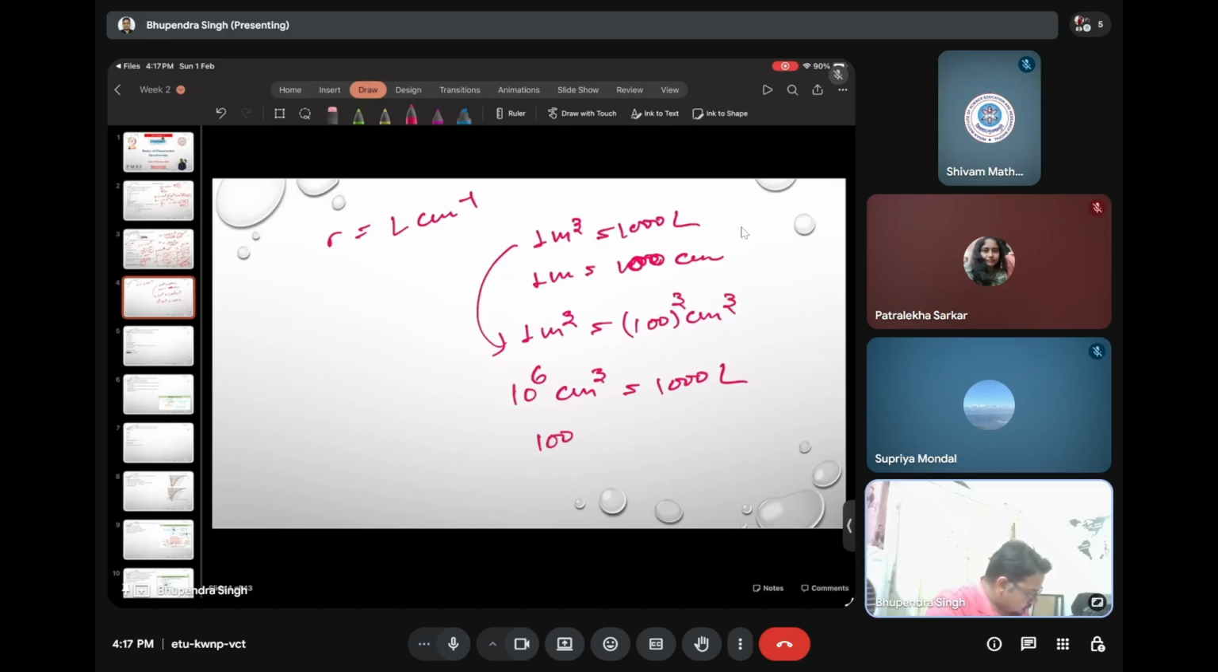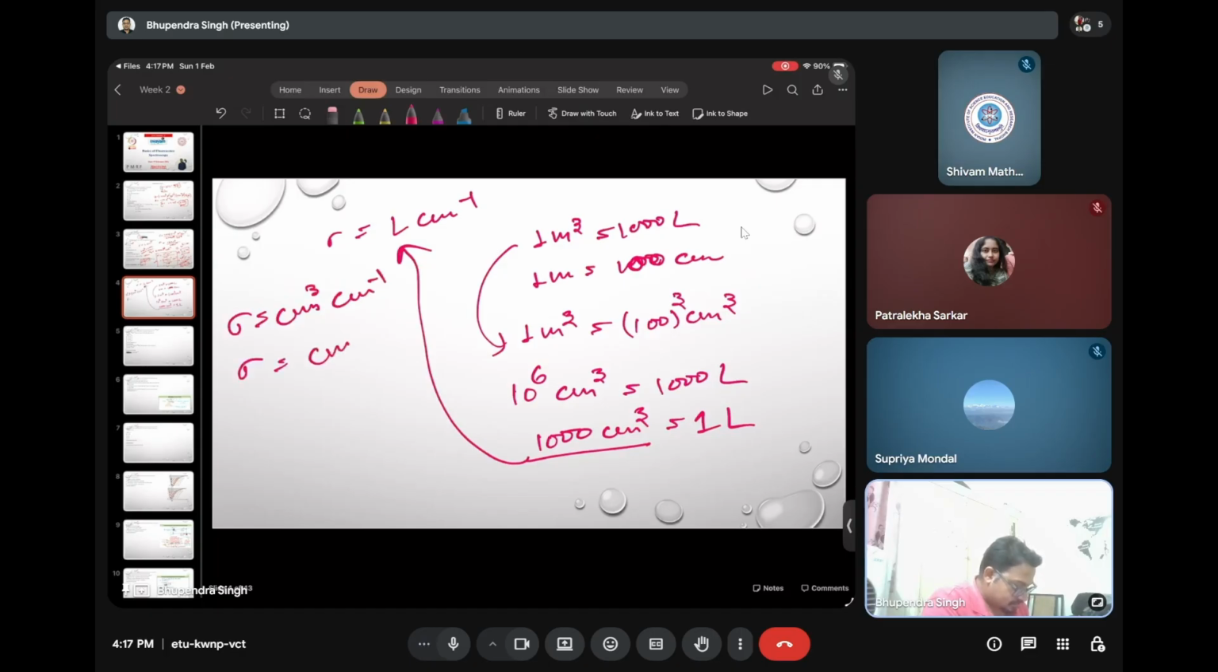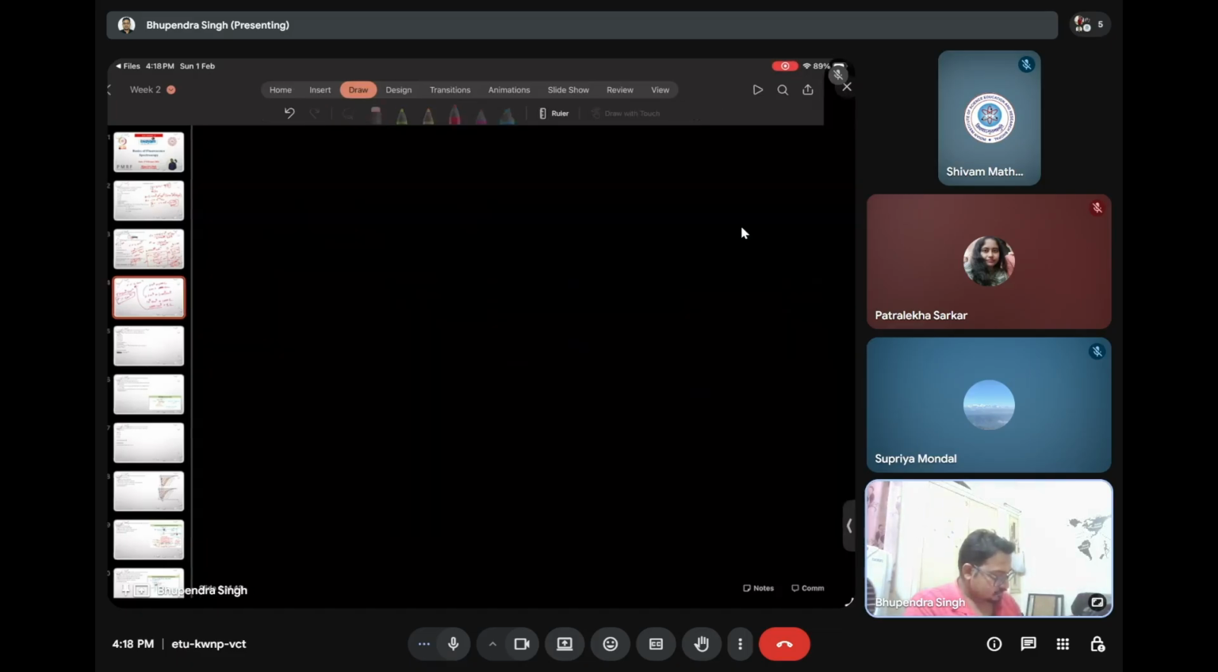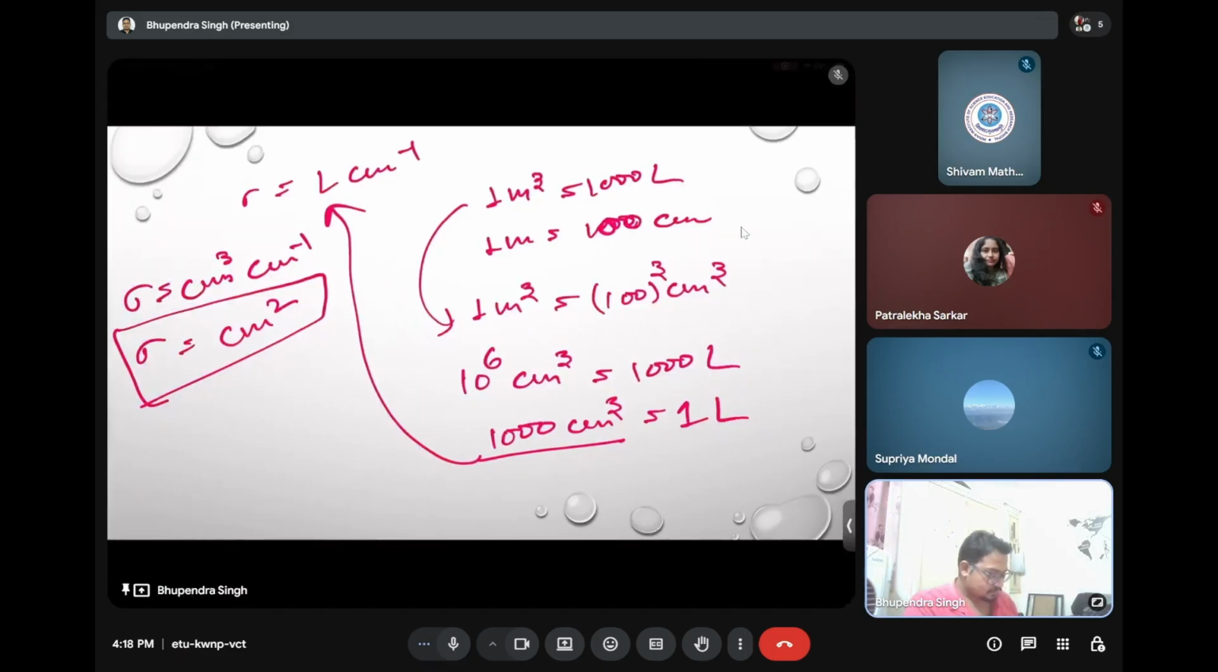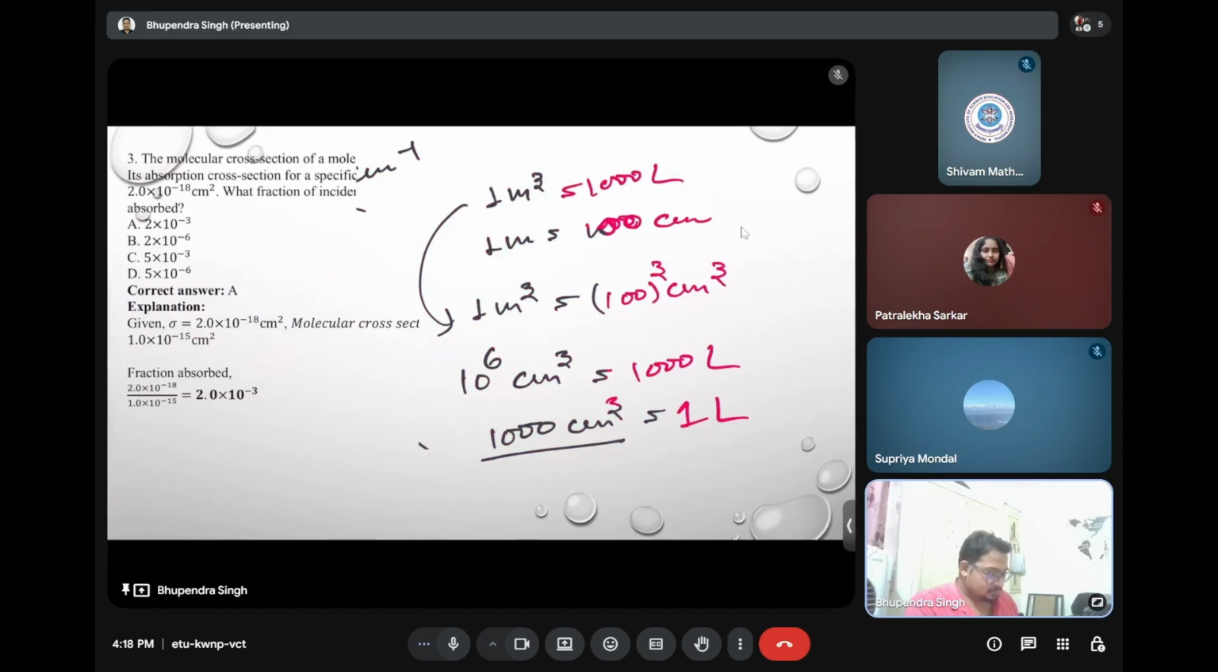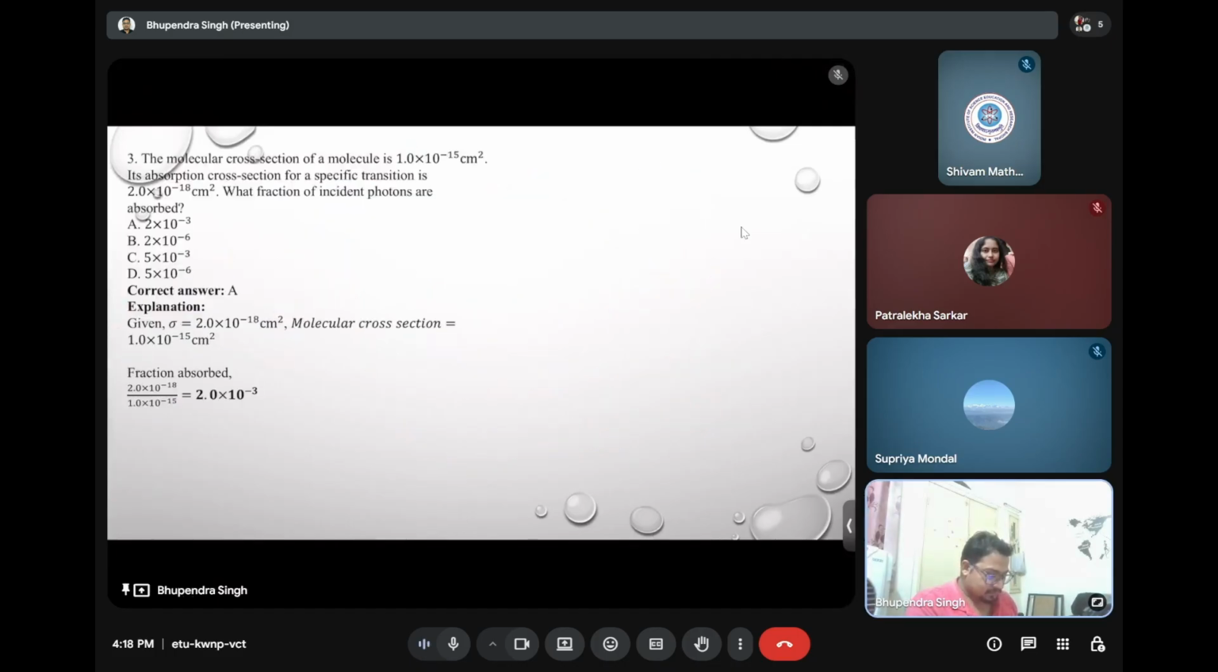So 1000 centimeter cube equals 1 liter. Just put it there, leave the number. So it will be centimeter cube and centimeter minus 1, so it will be centimeter square. Right? I think it is okay.